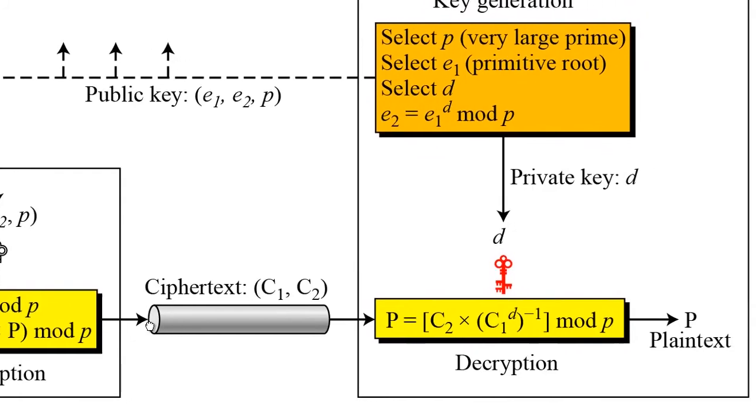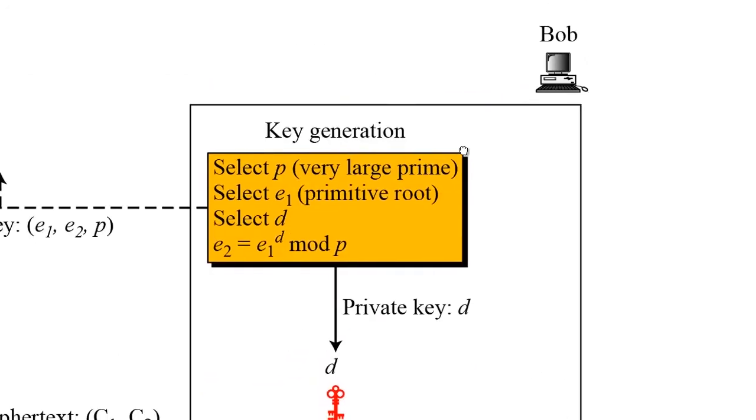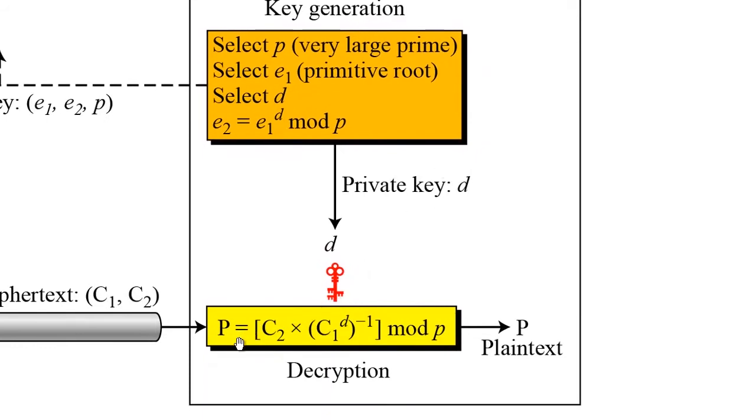Now C1 and C2 are transmitted over the channel and reach Bob's system. In Bob's system it goes through the decryption process, where it uses the private key. Decryption is only done with the private key. Bob has already received C1 and C2, and now he decrypts the information with the help of the private key. For the decryption process, it is C2 into C1 power D inverse mod P. Now he gets back the original message.